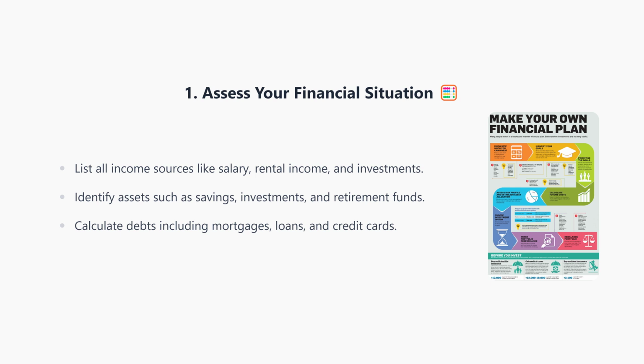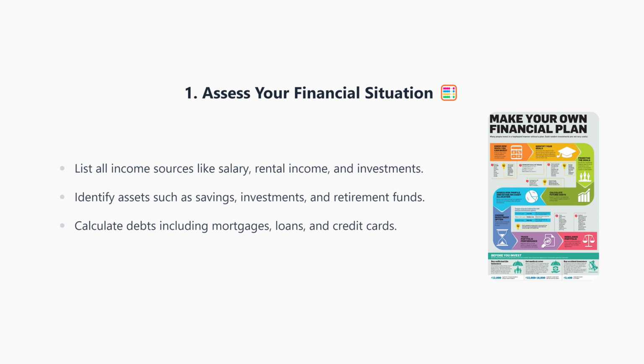The first step to calculating your housing budget is assessing your financial situation. Start by listing all income sources like your salary, rental income, and investments. In this case, you have a $270,000 salary and an anticipated $2,500 monthly rental income.